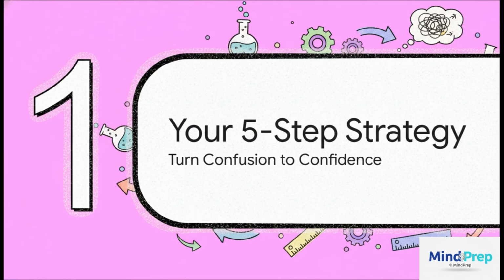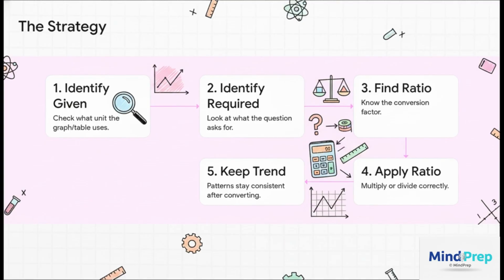So, how do we outsmart this little trick? We use a game plan. Let's walk through this 5-step strategy that's going to turn that moment of, uh-oh, into pure confidence on test day. Here it is, your 5-step strategy. Now, this isn't just some random list, you know. Think of it as your mental checklist. It's going to guide you through every single unit conversion problem you face. We're going to break down each step, but you can already see how this gives you a clear path from the question straight to the right answer.